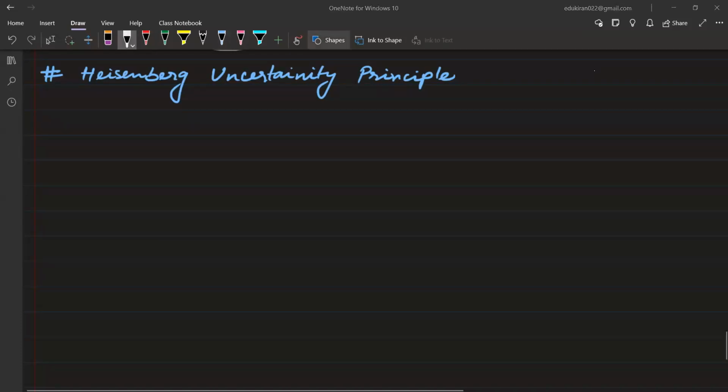तो दीजिए आपको समझ में आया? You understood this part? Heisenberg uncertainty principle, yes or no? Yes, sir. Okay, very good.